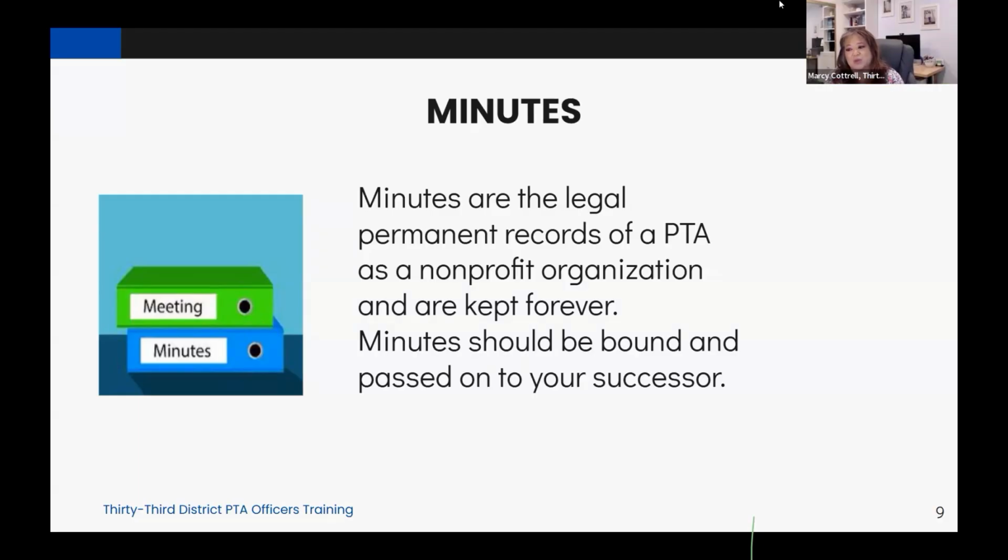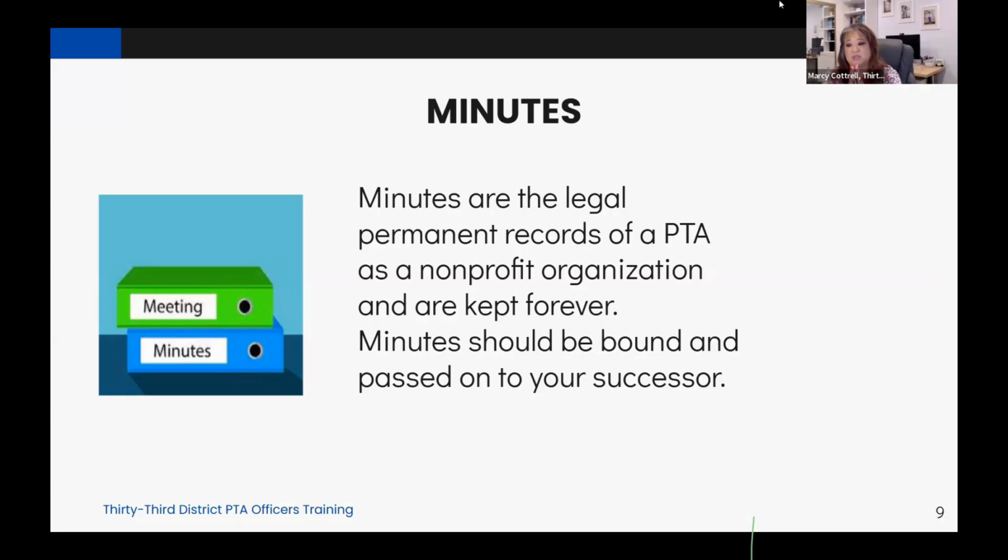You're binding these books and holding them forever because these are legal documents, and because they're legal documents, it's a permanent record. This is not a PTA rule. This is a nonprofit corporation law that requires you to keep these minutes. If a lawsuit should come back after 10 or 15 years, you have the official voted-on minutes that show what you did in that year.